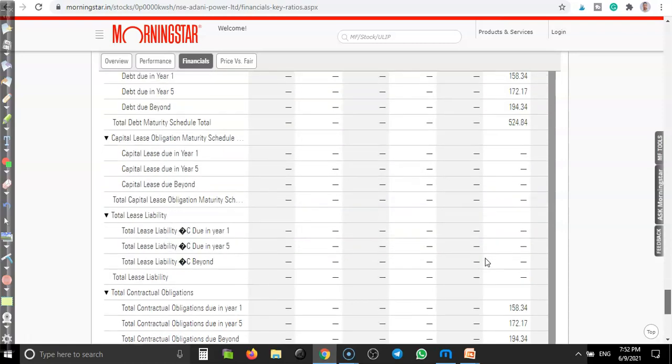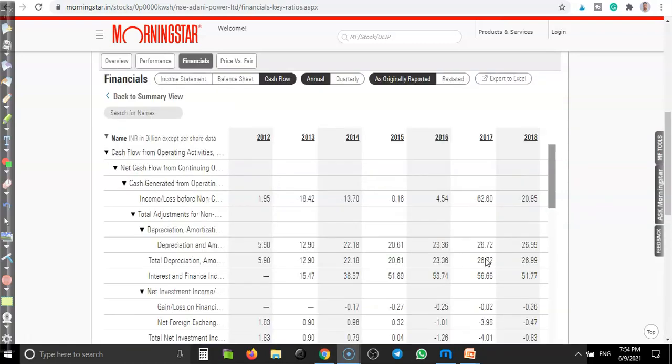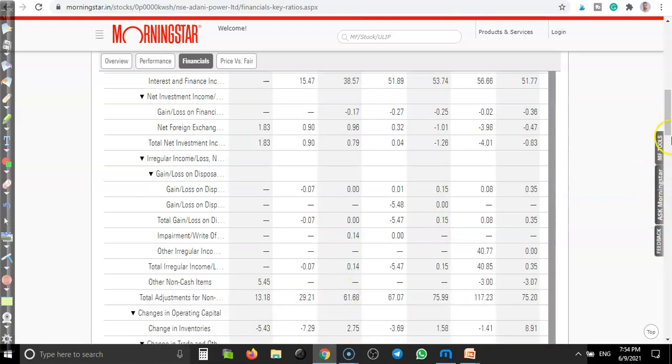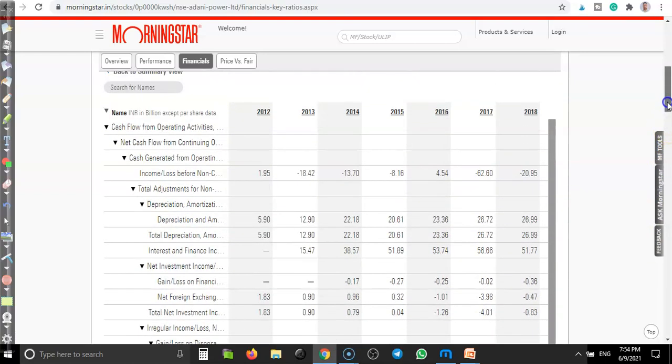All right, let's see another here. I can see cash flow operations. So it's the most important thing. Let's go to here, click more data. All right, so every data will be available.